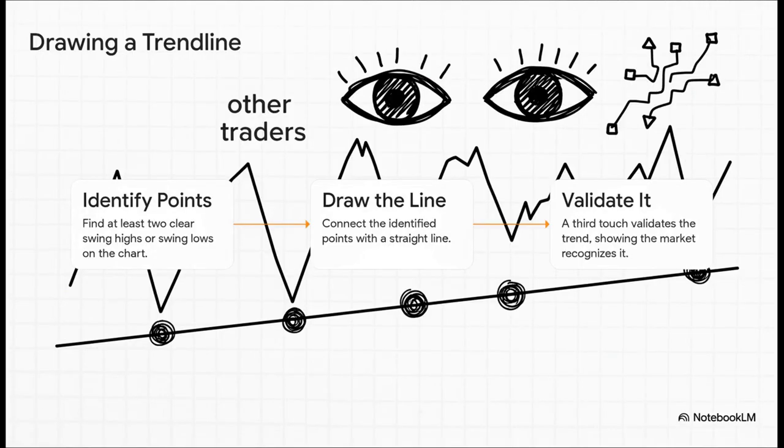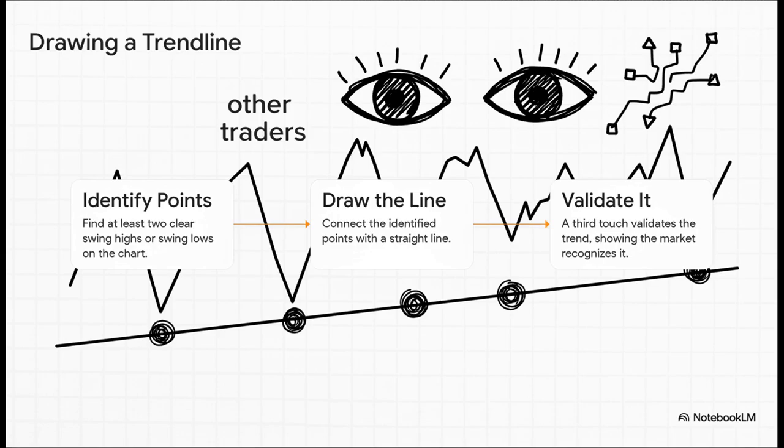But here's the thing, drawing a valid trend line is everything. Yeah, you need 2 points to draw any line, that's just geometry. But the real magic, the part that matters, is when the price comes down and touches that line a third time. That third touch is validation. It's the market itself telling you, hey, we see this line too. That's when your drawing goes from being just an idea to being a real piece of the market structure.